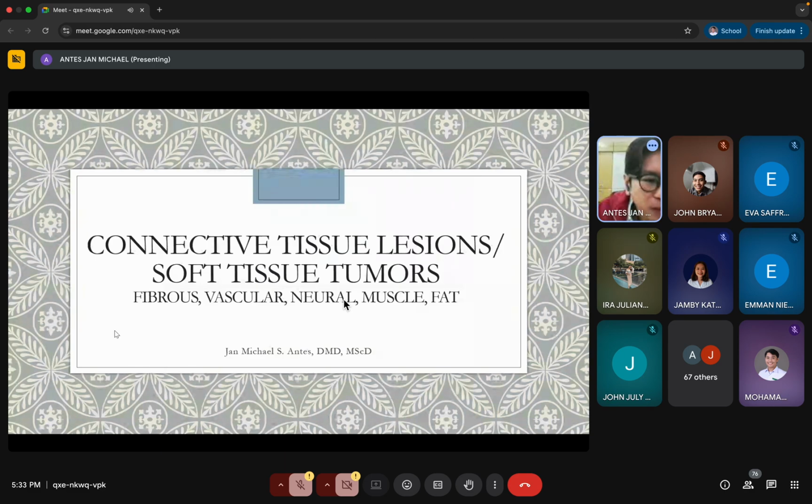So that's it. We're done with connective tissue lesions. Just a recap, all of these connective lesions do have histologic similarities, but it will help you to diagnose if you know the IHC markers, that would most likely confirm your diagnosis. So we're done with fibrous, vascular, neural, muscle, and fat.